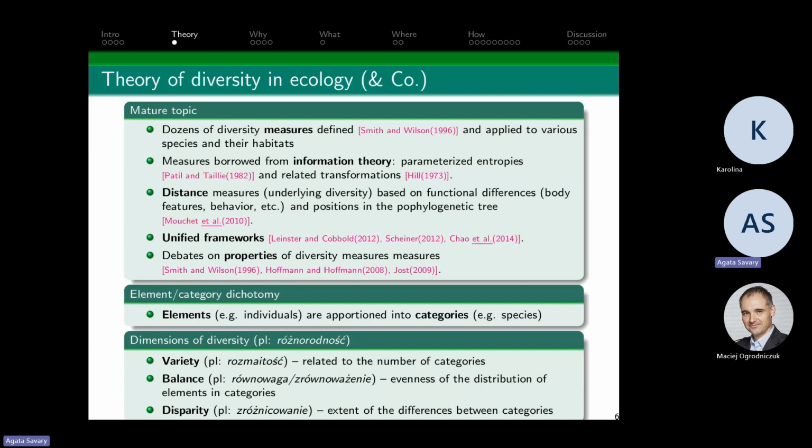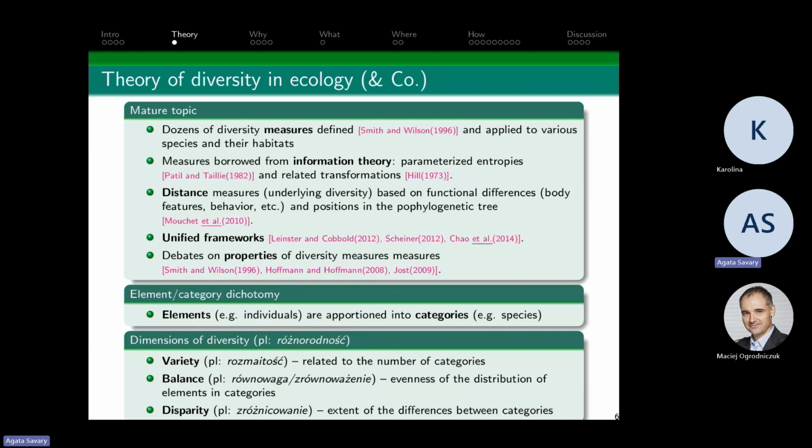So, for instance, properties based on functional differences, like how many legs an animal has, and so forth, and properties based on phylogenetic trees of a species. Okay, and then at some point it became mature enough to propose a unified framework. So there were several proposals for that, so that approaches can be compared, and finally properties of the measures were also debated over, so that we actually know which measures are good for which context, right?